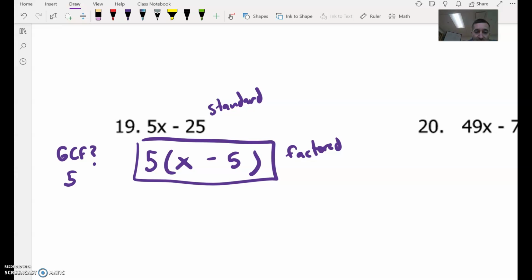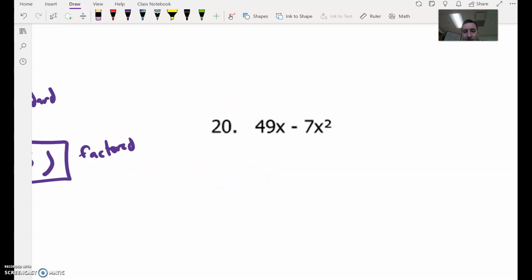If you want to test to see if it's right, you can just do distributive property. 5 times x is 5x. 5 times negative 5 is negative 25. Yep, that matches, so you know you did it correctly. But this right here in the box is the answer. I pulled out a GCF. Look at 20.